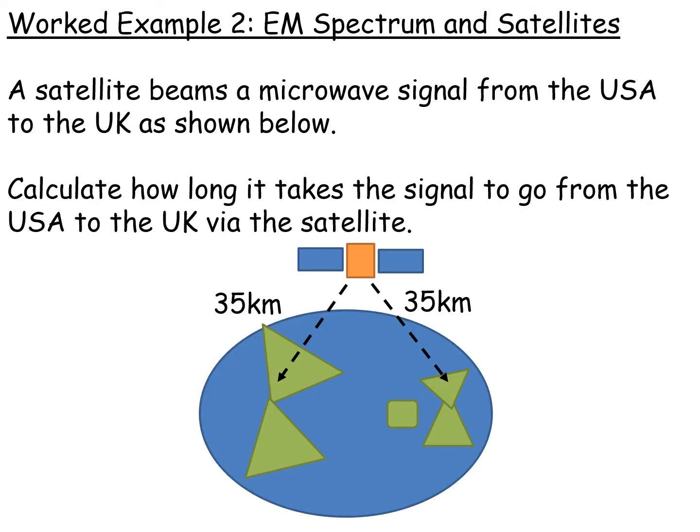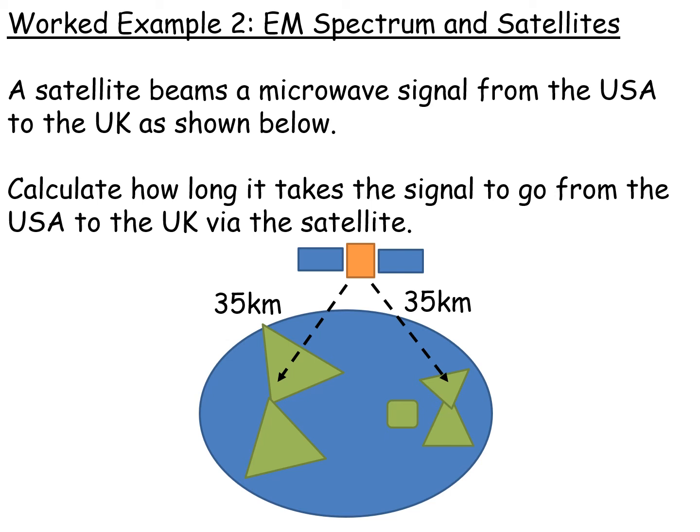Okay, so this one we're looking at satellite calculations. A satellite beams a microwave signal from the USA to the UK as shown below. Calculate how long it takes a signal to go from the USA to the UK via the satellite. So what that means is that the signal is in America, USA. It goes up into space to the satellite, and then it bounces back down from the satellite to the UK. And we're assuming it's traveling at a straight path of a distance 35 kilometers each way.